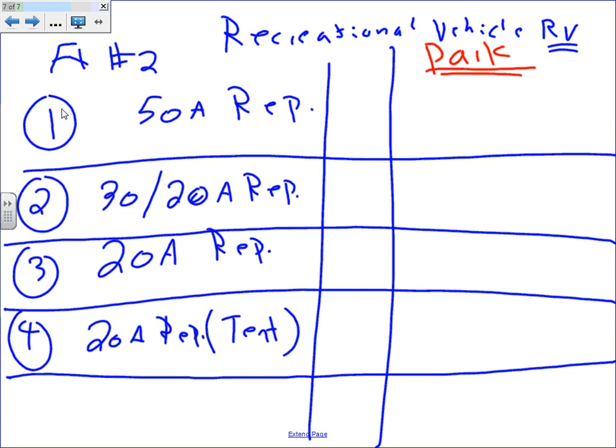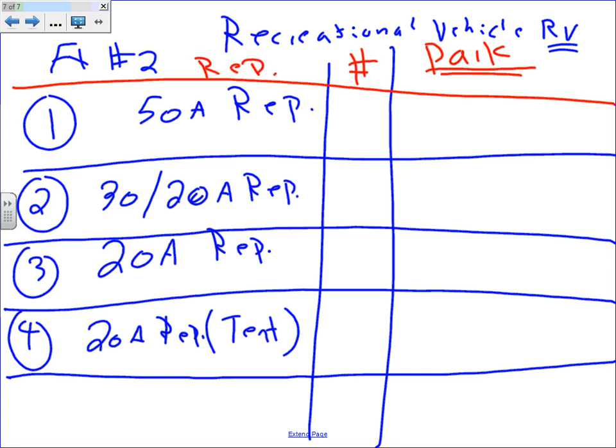So we're going to size the thing, so these are all the receptacles that we have. The second thing I want to have, guys, up here is the number of these receptacles. These are the receptacles with their type. The second thing is the number of these receptacles that we have, which means the number of lots that you can pull in and plug in, right? Every receptacle, an RV can plug in only one receptacle.